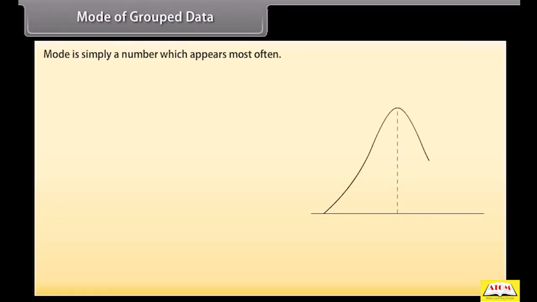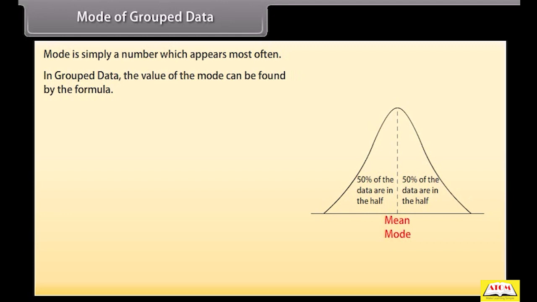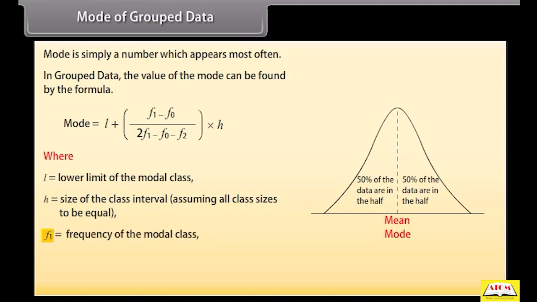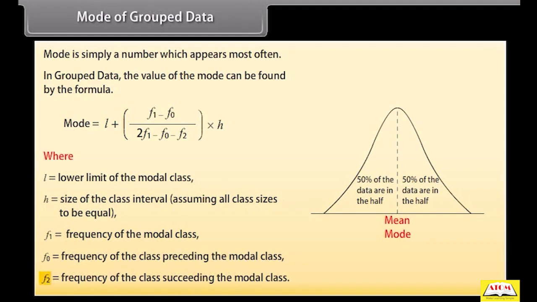Mode of grouped data. Mode is simply a number which appears most often. In grouped data, the value of the mode can be found by the formula as given below. L plus F1 minus F0, that is divided by 2F1 minus F0 minus F2, multiplied by H, where L is equal to lower limit of the modal class, H is equal to size of the class interval, assuming all class sizes to be equal. F1 equals frequency of the modal class. F0 is equal to frequency of the class preceding the modal class. F2 is equal to frequency of the class succeeding the modal class.